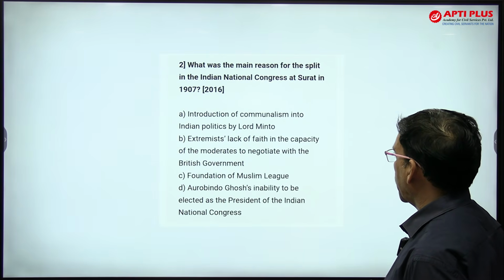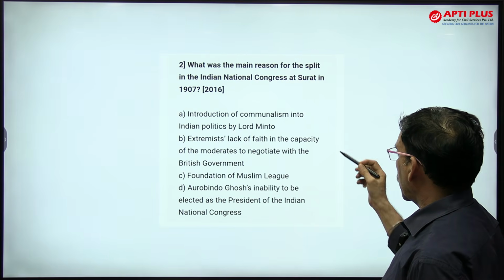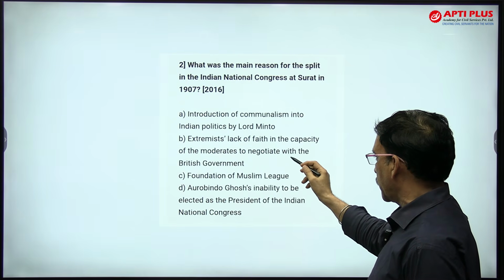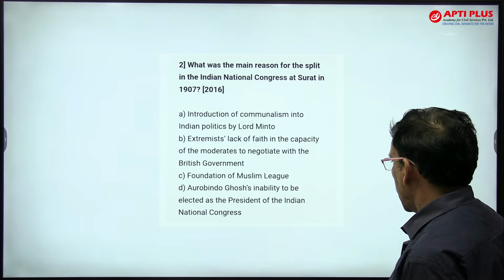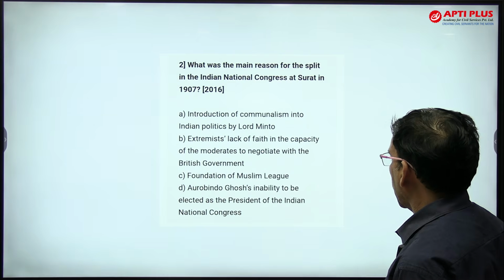What is the main reason for the split in the Indian National Congress? Introduction of communism. Extremists lack faith in the capacity of moderates to negotiate with the British government. Foundation of Muslim League. Aurobindo Ghosh inability to be elected as the president of Indian National Congress.